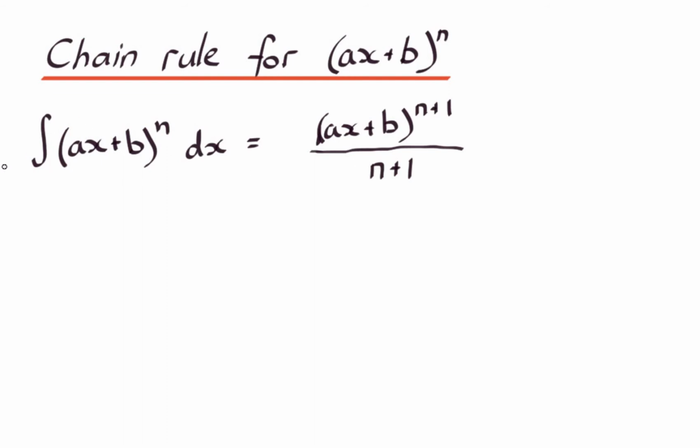Because looking back here, there's no n plus 1 anywhere. However, if we were to differentiate this expression at the moment, differentiating inside the brackets, an a would come out the front. And there is no a out the front of this. So we need to counteract that as well and put an a on the bottom. Now when we look at this, if we were to differentiate this expression, both the a that comes out the front and the n plus 1 would cancel with these two on the bottom. The power would drop by 1 and we would go back to what we started with.